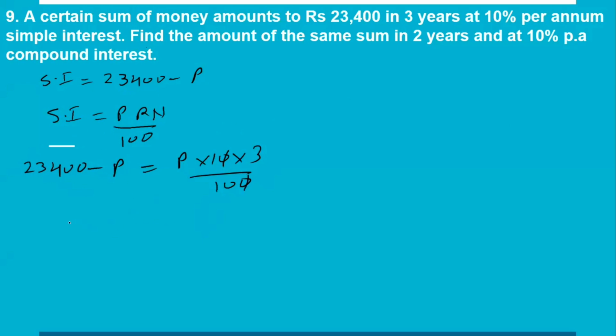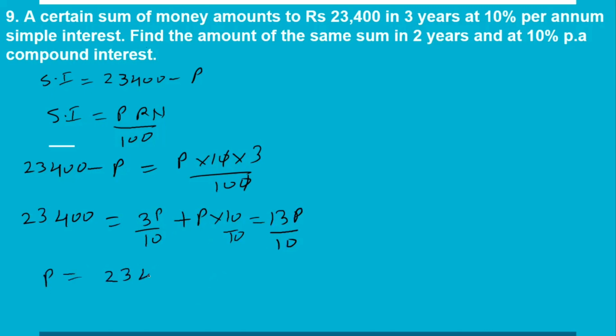When we simplify, we get 3P upon 10. This minus P goes to the other side, it becomes plus P. So 23,400 is equal to 3P upon 10 plus P. Now we multiply by 10 and add 10 plus 3, and we get 13P upon 10. So P is equal to 23,400, and 13 goes across and becomes inverse, so into 10 upon 13. Simplifying this further, you get the principal to be 18,000.